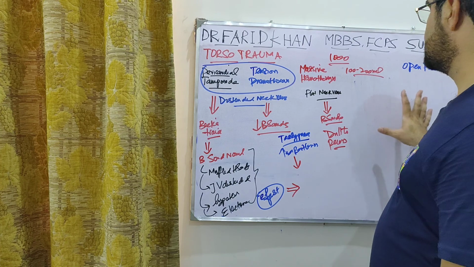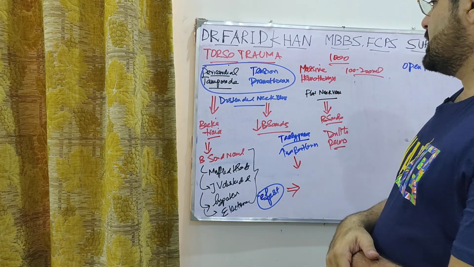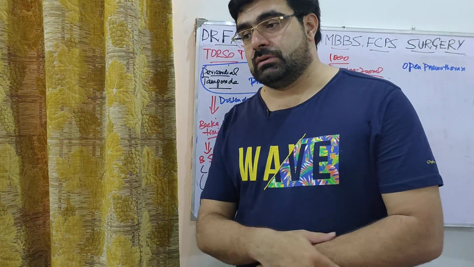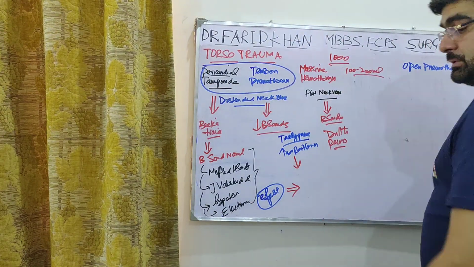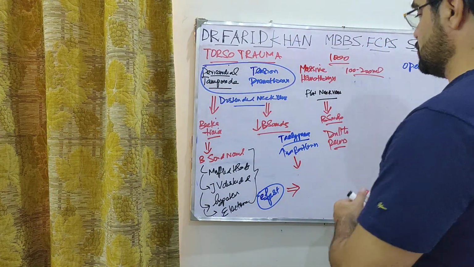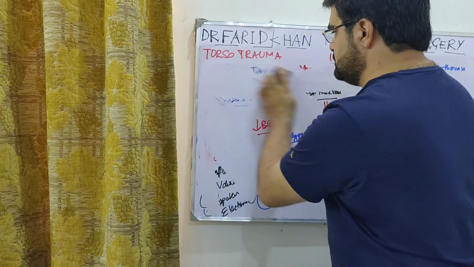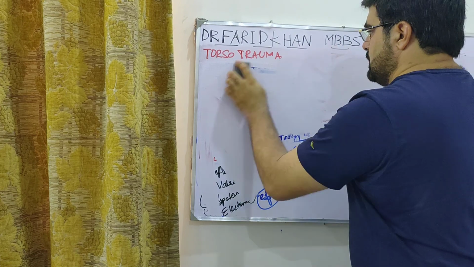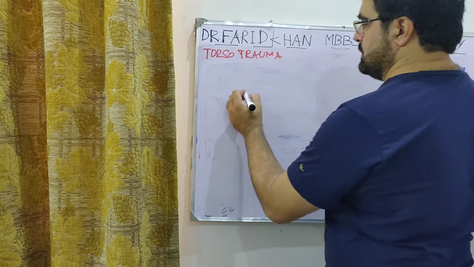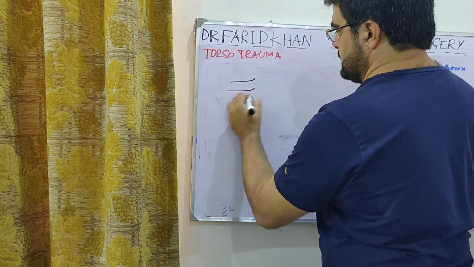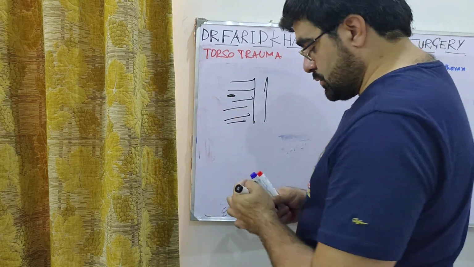So I have discussed flail chest, I have discussed hemothorax, tension pneumothorax, pericardial tamponade. Airway obstruction is straightforward. I have discussed open. The last but not the least is open pneumothorax. What will you do in open pneumothorax? Suppose there is the thoracic cavity, and there is an open wound here. So what will you do?